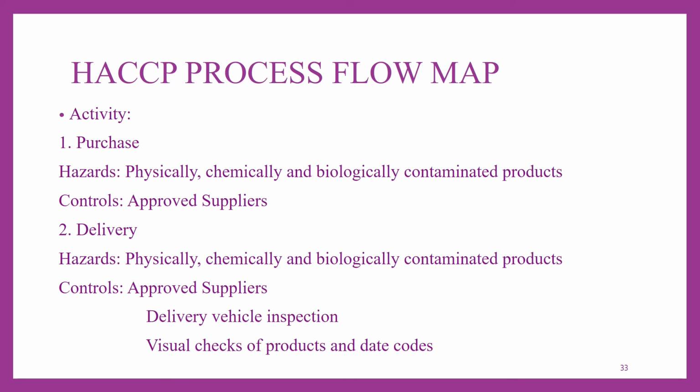HACCP process flow map. Let's discuss some activities, and then I shall be telling you the hazards and controls associated with those activities. When the activity is purchase, then the hazards are physically, chemically, and biologically contaminated products. The controls are approved suppliers. When the activity is delivery, then the hazards are physically, chemically, and biologically contaminated products. The controls are approved suppliers, delivery vehicle inspection, visual checks of products, and date codes.